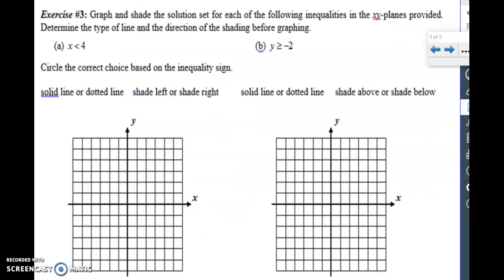So now I reintroduce a topic that we learned in lesson number 11. Remember the vertical and the horizontal lines that we talked about.